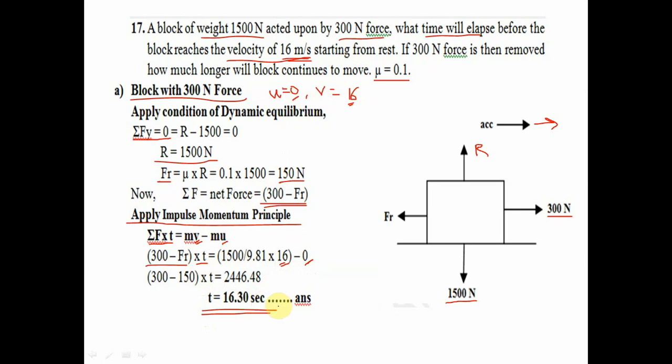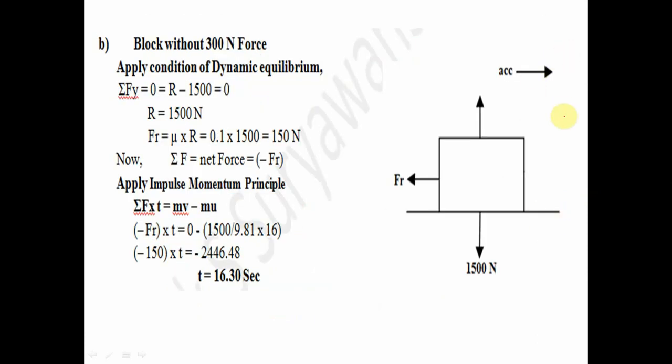That is the time required for the block to go from initial velocity 0 to 16 meter per second. Now after reaching the velocity of 16 meter per second, the 300 Newton force we have to remove. So this is the second free body diagram, where the 300 Newton force is removed.